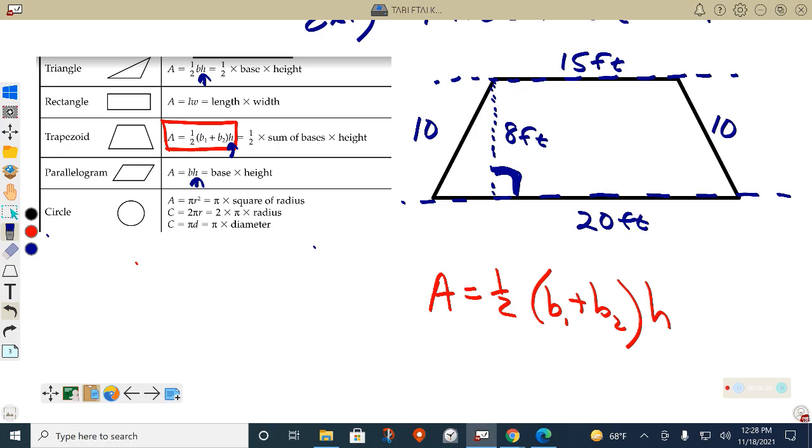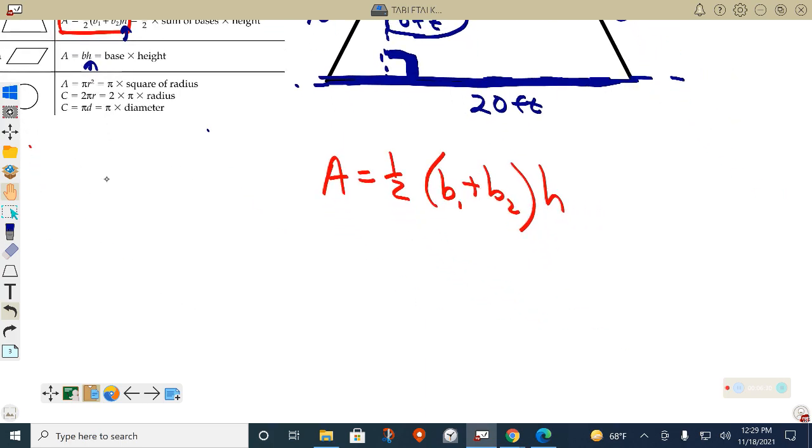The height is always connected at 90 degrees, look at the 90 degree angle, with the base. If you're ever wondering where your height is, look for a 90 degree angle with the base, and that's your height. So 8 feet is going to be your height. And that goes for any shape that has a height. You're looking for 90 degrees with the base.